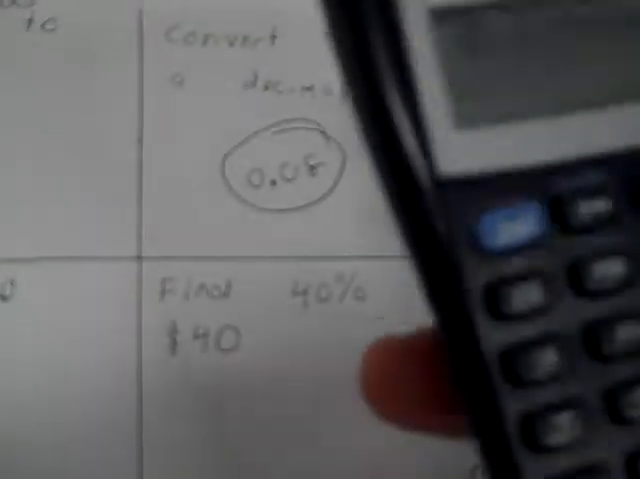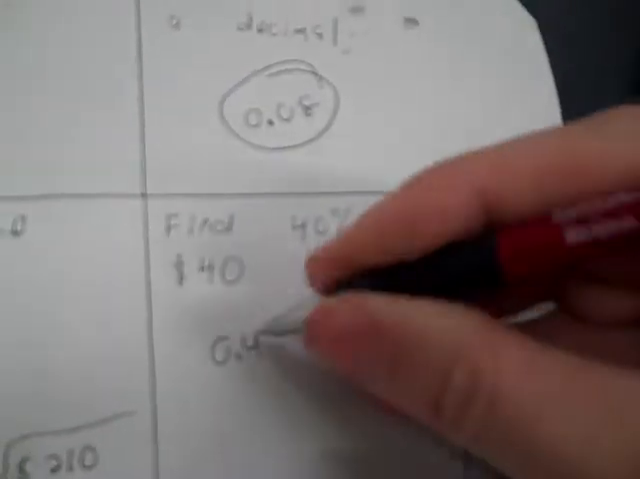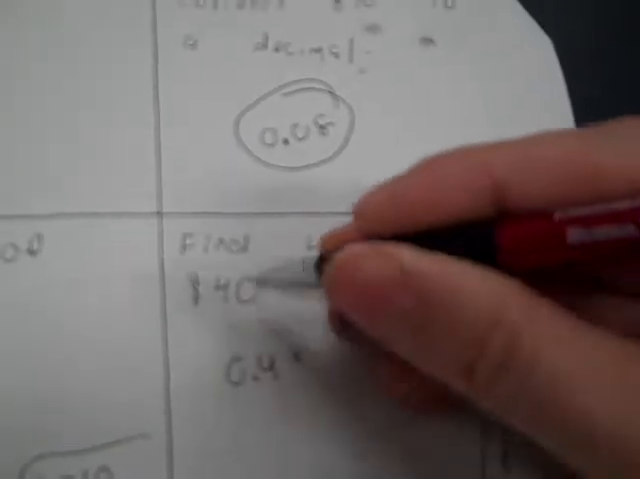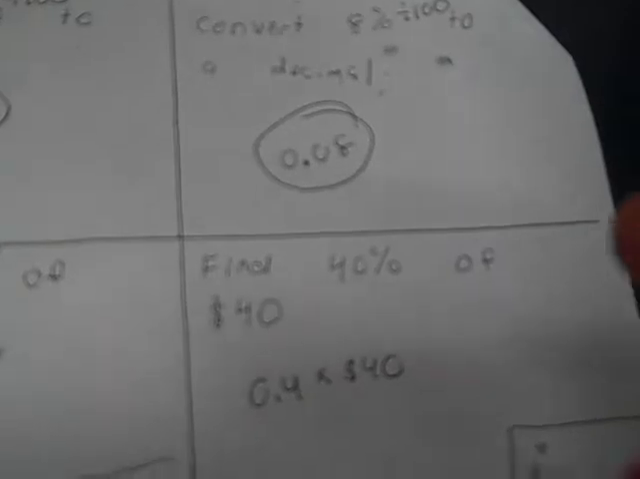Okay, find 40% of $40. You want to know how much money that is. So again, I take my 40%, divide it by 100, and it gives me 0.4. And then I simply multiply times by how much money I have, so $40. And that will tell me what my answer is. 0.4 times 40. I got 16, so $16.